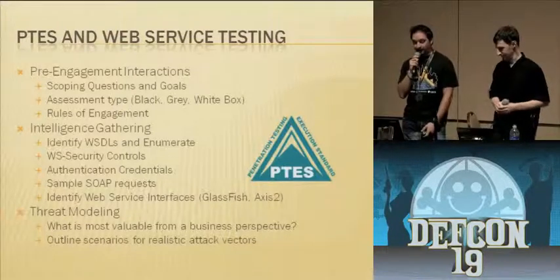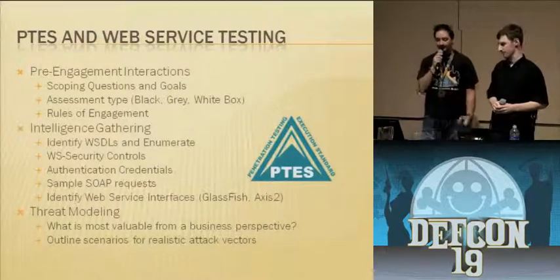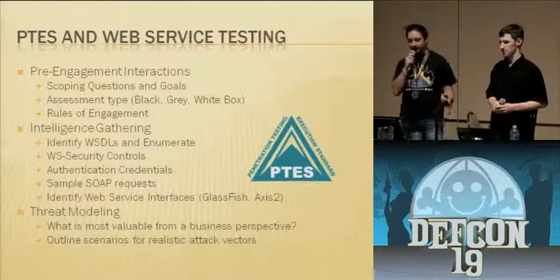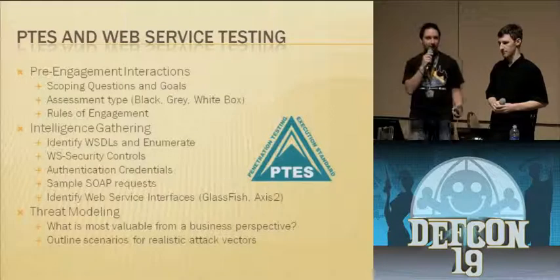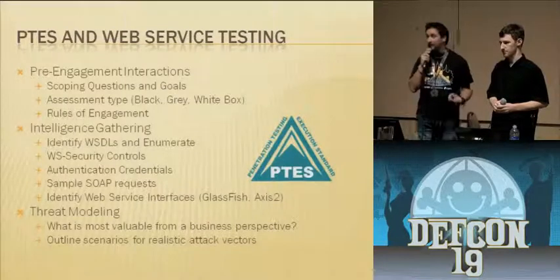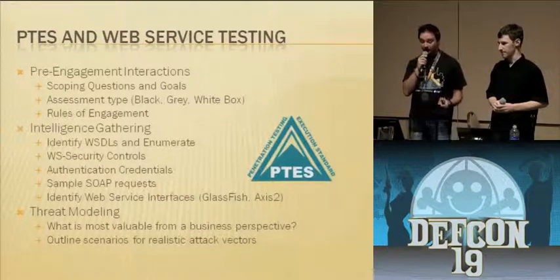The other important phase here is the threat modeling. So asking the client, looking at the application, looking at the web services and saying what is most valuable from a business perspective. If there's credit card information going through those web services, you're damn right that's important, and that's something that you're going to have to test for.